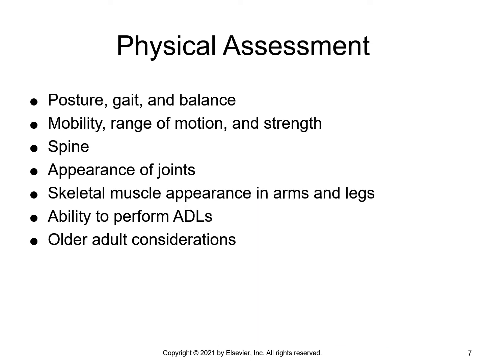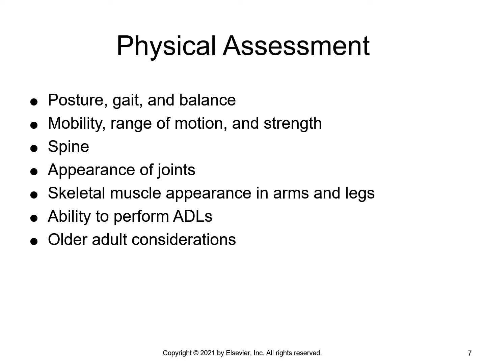For physical assessment, we need to notice posture. So is there evidence of kyphosis? Are knuckles swollen or deformed? We look at their gait. Is the gait steady and even? For balance, is the patient able to sit, stand, and walk with a good center of balance? For mobility, is any supportive device being used or necessary?